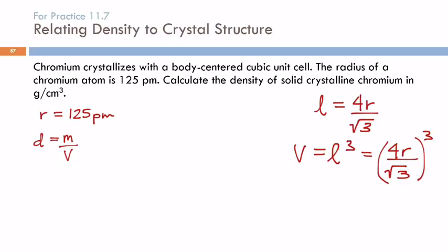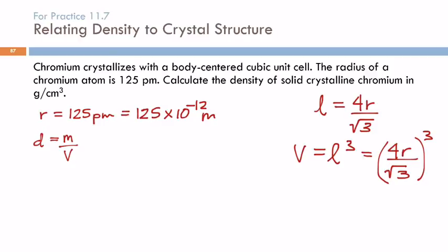What does pico mean? 10 to the negative 12, right? So 125 times, that's not what I meant to do. 125 times 10 to the minus 12 meters. All I did there was plug in what pico means, 10 to the minus 12.